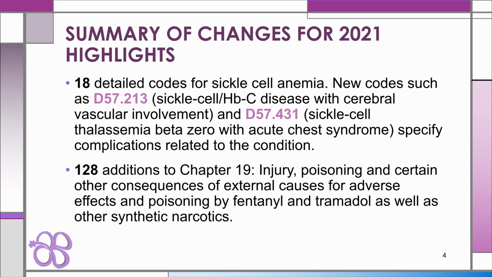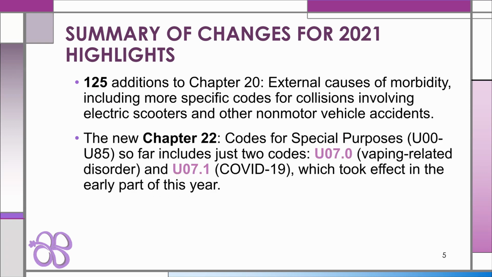128 additions to Chapter 19, which covers injury, poisoning, and certain other consequences of external causes, for adverse effects. And these are adverse effects for things like fentanyl and tramadol, other synthetic narcotics. 125 additions to Chapter 20, the external cause codes, and it looked like most of these were specific to pedestrian accidents, so they gave more detail for pedestrian accidents.